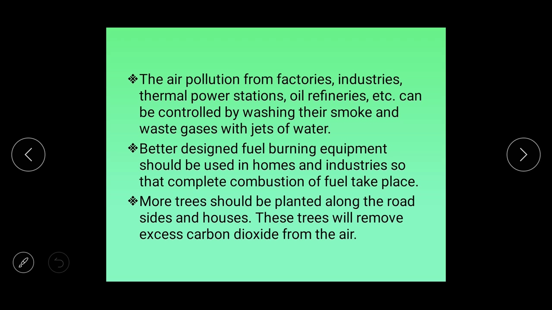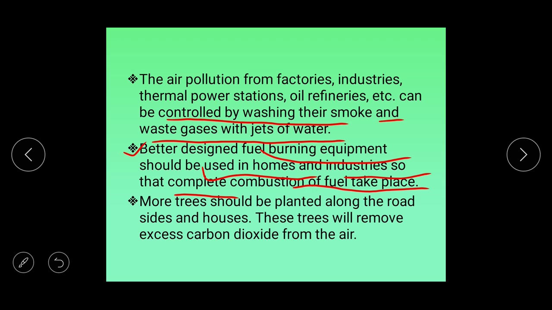Next, the air pollution from factories, industries, thermal power stations, oil refineries, etc. can be controlled by washing their smoke and waste gases with jets of water. Next, better designed fuel burning equipment should be used in houses and industries, so that complete combustion of fuel can take place. That is very important. Next, motor vehicles should be run in an alternate way, that is, the odd and even way.